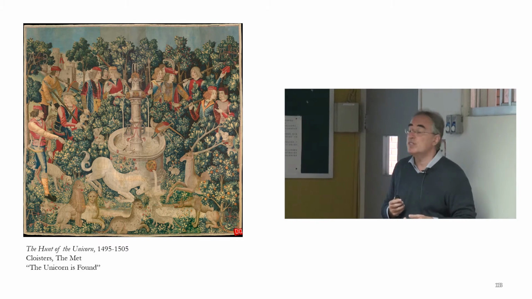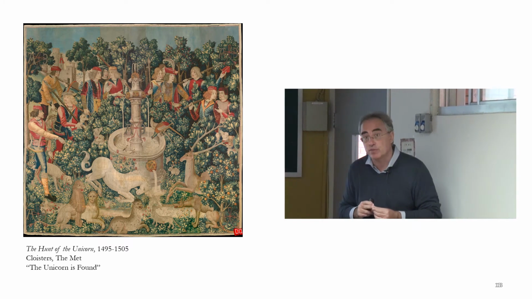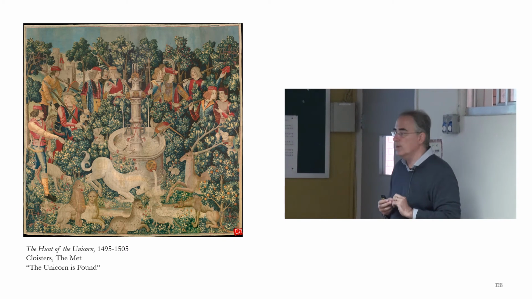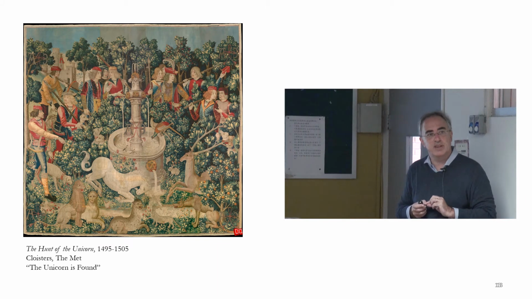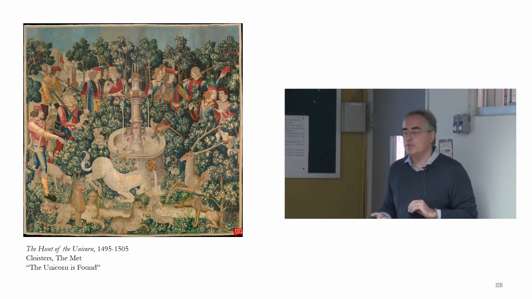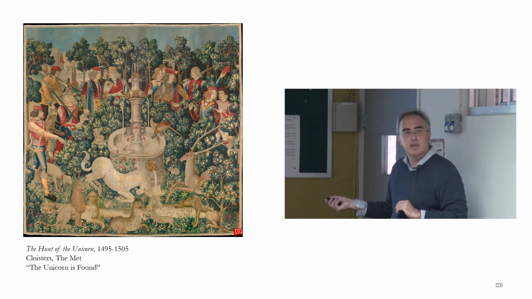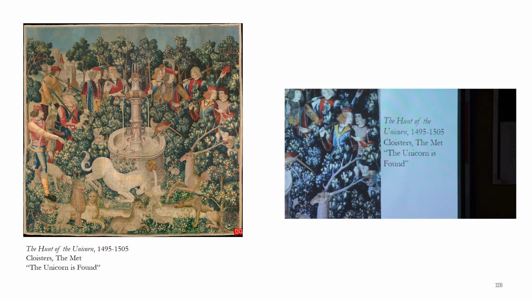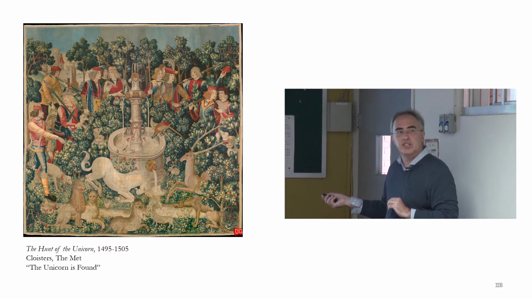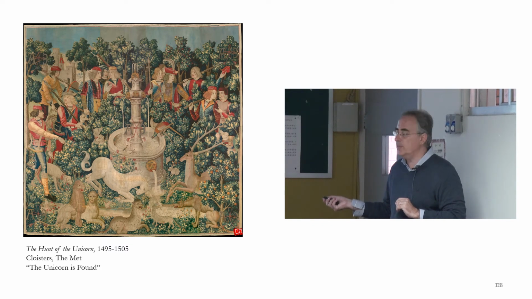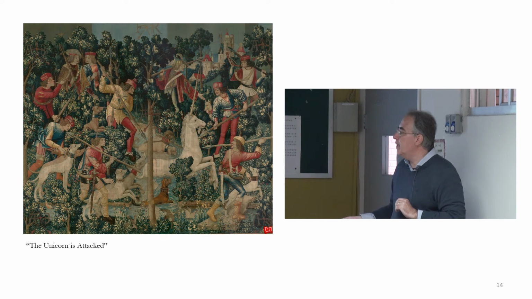These are tapestries, and we have several series of tapestries produced in northern France and in Flanders or the Netherlands in the 15th and early 16th century. One such series of tapestries can be found at the Metropolitan Museum, the Cloisters, the medieval area of the Met, and the title of the series is The Hunt of the Unicorn. There are 6, I think, or 7 of them. Here we have the image of the unicorn being found.